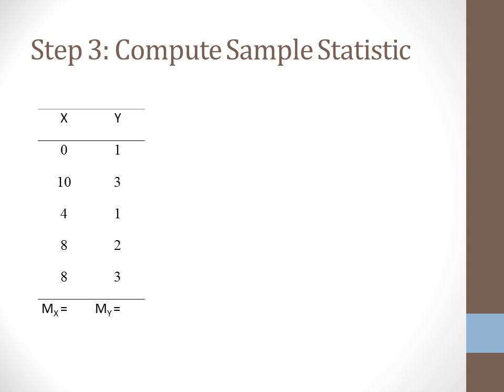We're going to take the following data sets, and we're going to go ahead and compute the mean for the x variable and for the y variable. And so we get a mean of 6 for the x variable and a mean of 2 for the y variable. Our next step is to find the x value minus the mean of x. And so let's go ahead and do that.